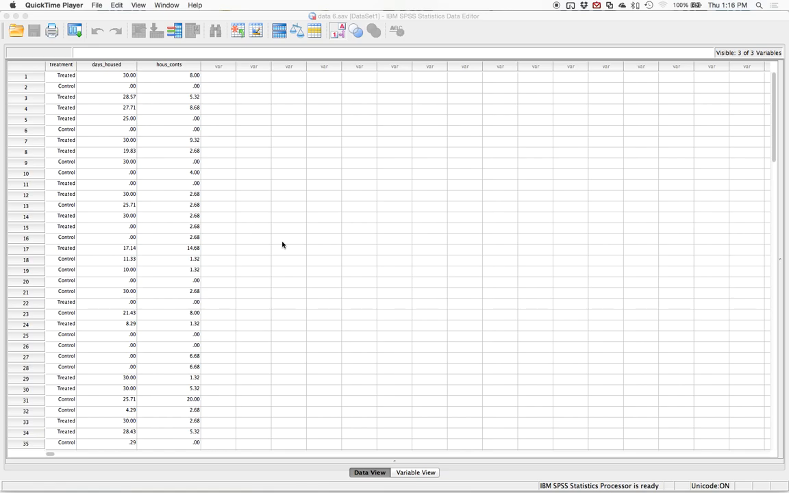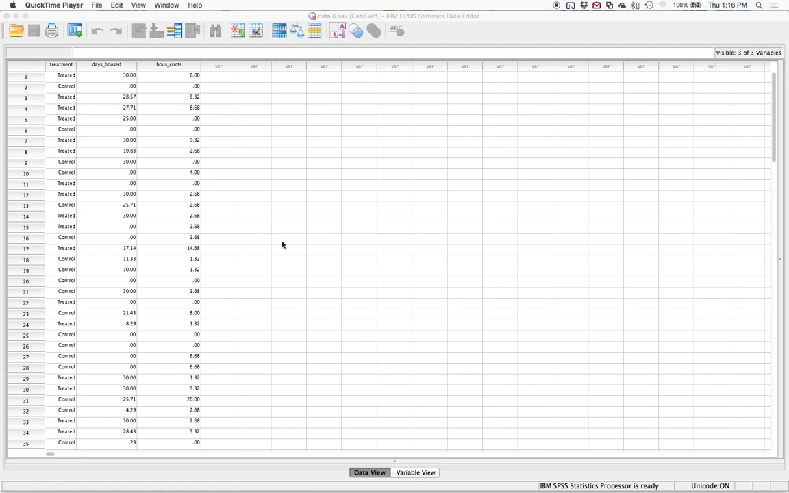I will warn you that there are lots of different alterations to this type of design. Dave Kenny has a bunch on his website, and Kristopher Preacher on his site, talking about the Sobel test. I would just warn you that there are lots of different ways to do this, but this is the very traditional way.